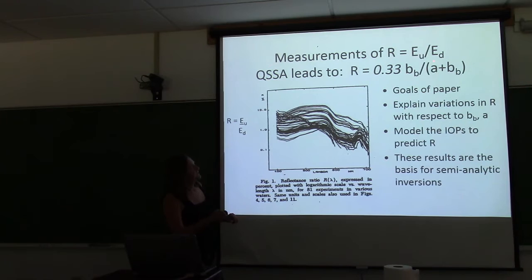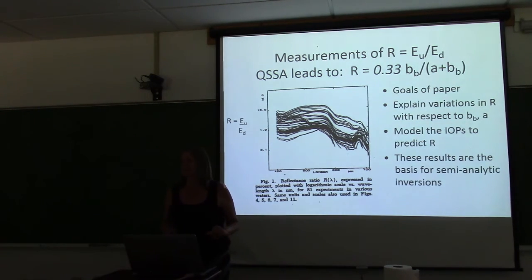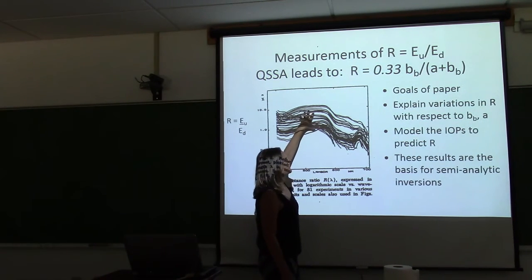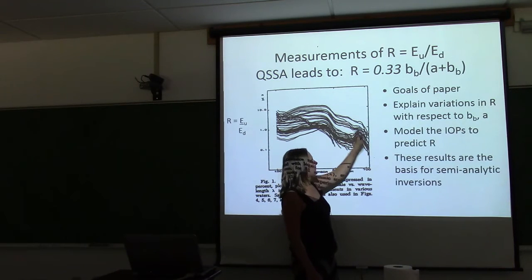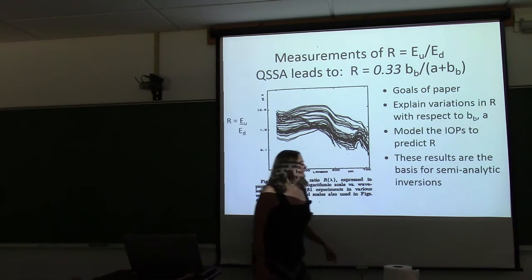The single scattering approximation indicated that this was the relationship between reflectance and the IOPs. This is F over Q for E radiance reflectance, for Eu over Ed, okay? And they're calling it a constant and not spectral. So the goals of their paper were to explain this level of variability with respect to backscattering and absorption, and then, by going in the forward direction, to model IOPs in order to predict reflectance.